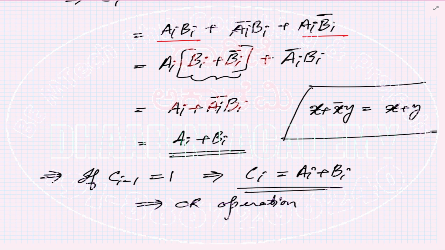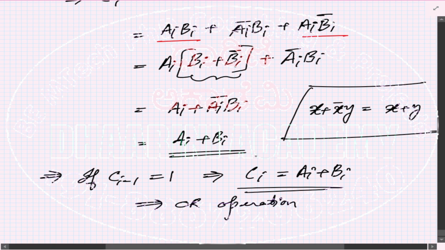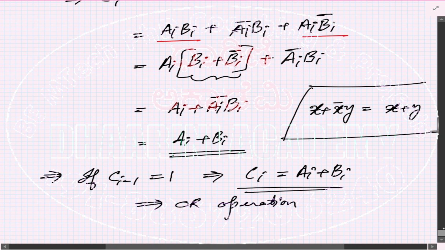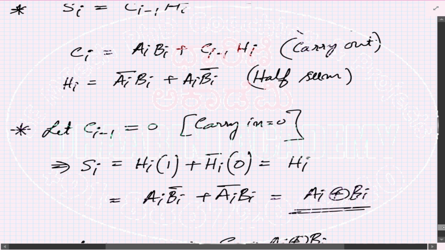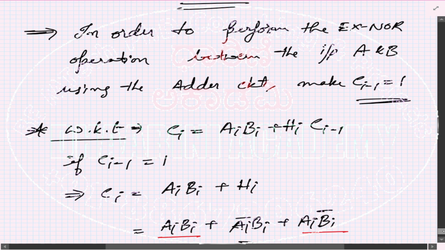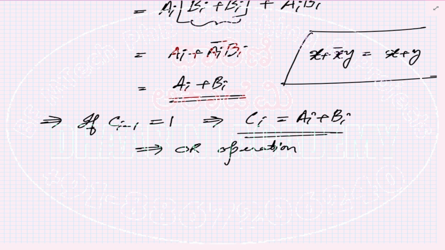You just have to make CI minus 1 equal to 1, and you have to collect the answer at the CI, not the sum, okay? What you collect at the sum is the XNOR operation. So in the previous discussion, you can see that you are collecting SI over there. SI is a sum, right? Sum will give you the XNOR operation, carry will give you the OR operation.